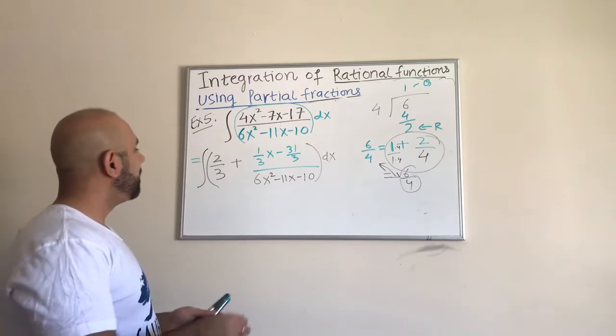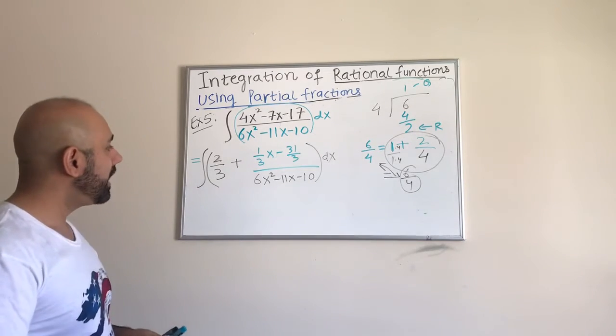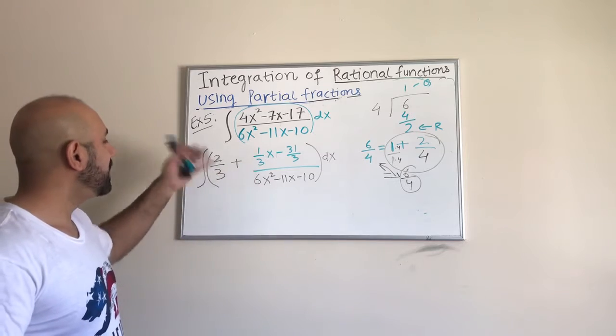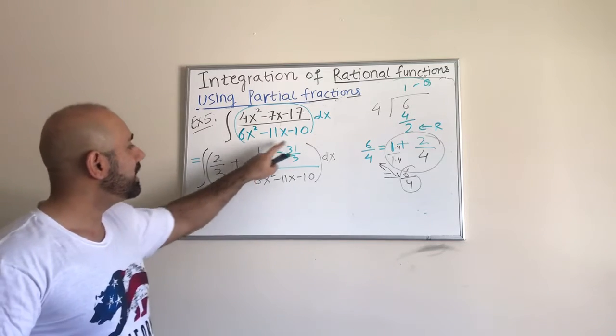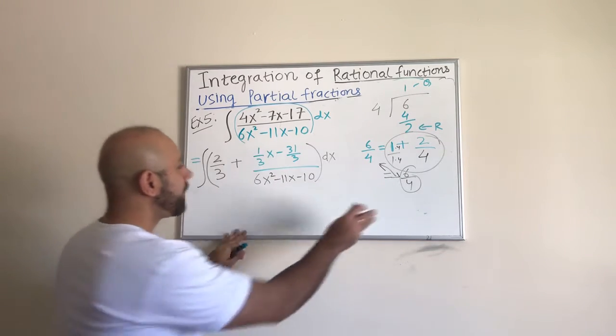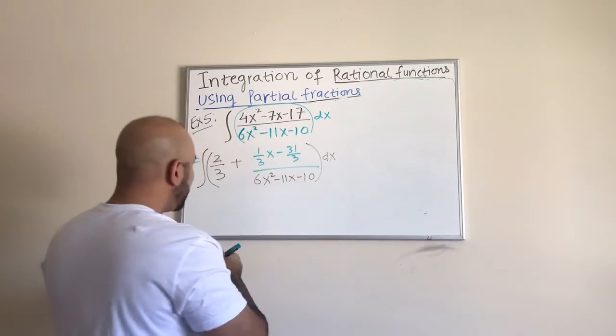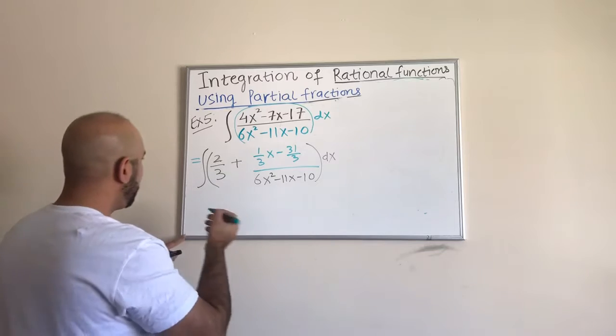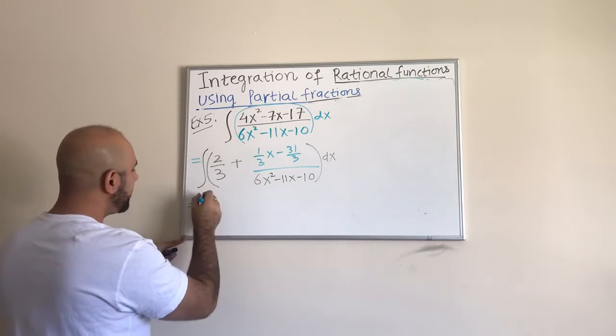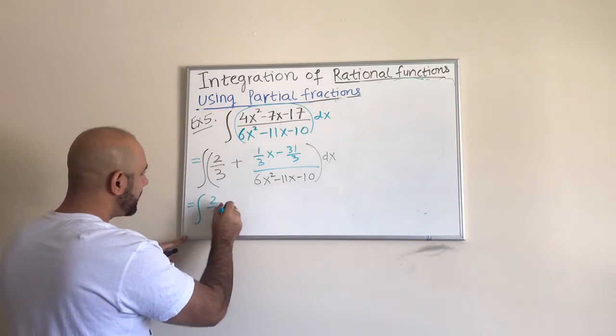So once we have it in this form, now let us go ahead and try to see how we can integrate it. 2/3 is easy, we can find the integral for that. Let's see how we can deal with this guy. So I'm going to need more room for that. One of the things that I'm going to do here is break it down into two pieces. So it's 2/3 x dx.